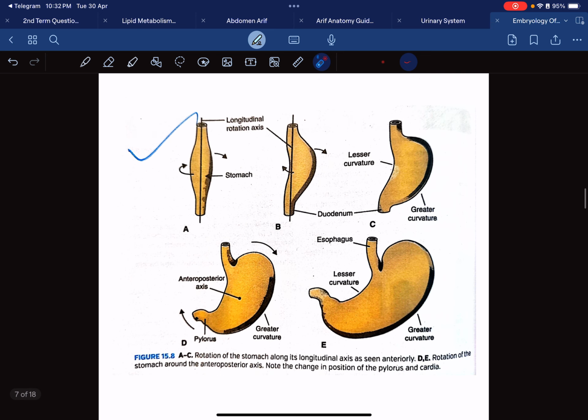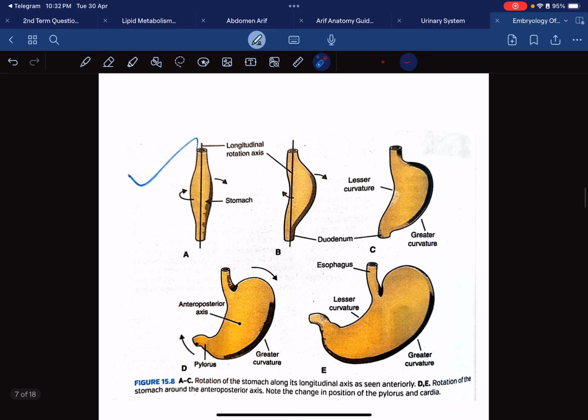Okay. Now, what's the proof that this rotation occurred? The proof is that while this tube is in this position, this is the left vagus nerve, this is the right vagus nerve. When the GIT takes rotation, the right vagus nerve goes to the back, and the left vagus nerve comes to the front.